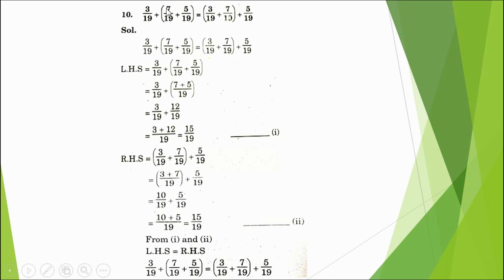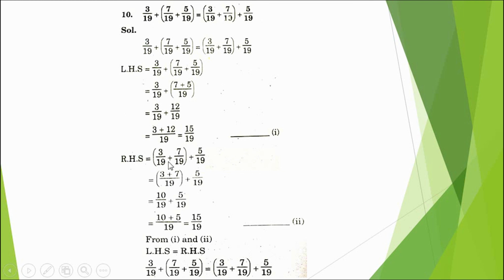Now question number 10: 3 over 19 plus 7 over 19 plus 5 over 19. First of all we solve the round bracket. The denominators are the same, 19, we write one time. 7 plus 5 comes as it is. Now 7 plus 5 is equal to 12. Now 3 over 19 plus 12 over 19. Now the denominators are the same, write one time. 3 plus 12 comes as it is. When we add 12 and 3, the answer will be 15 and 19 comes as it is.